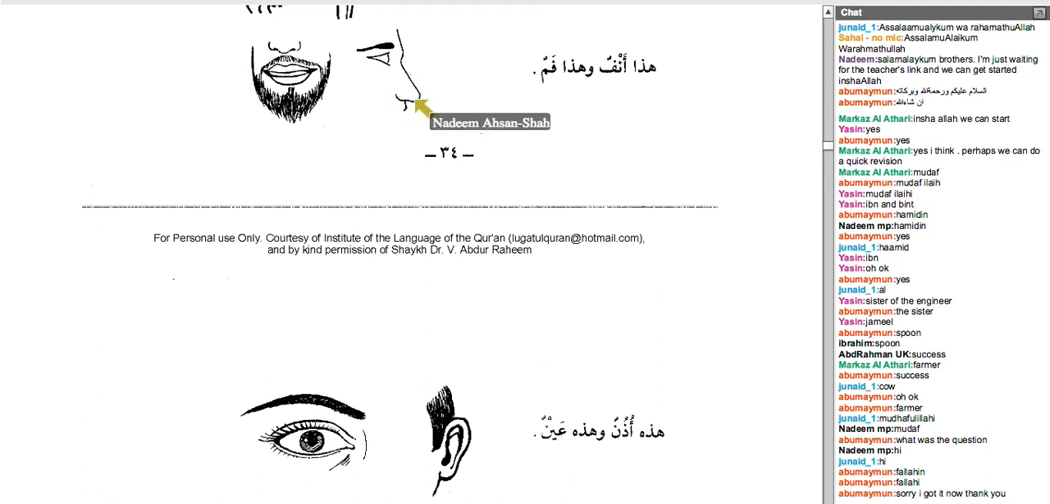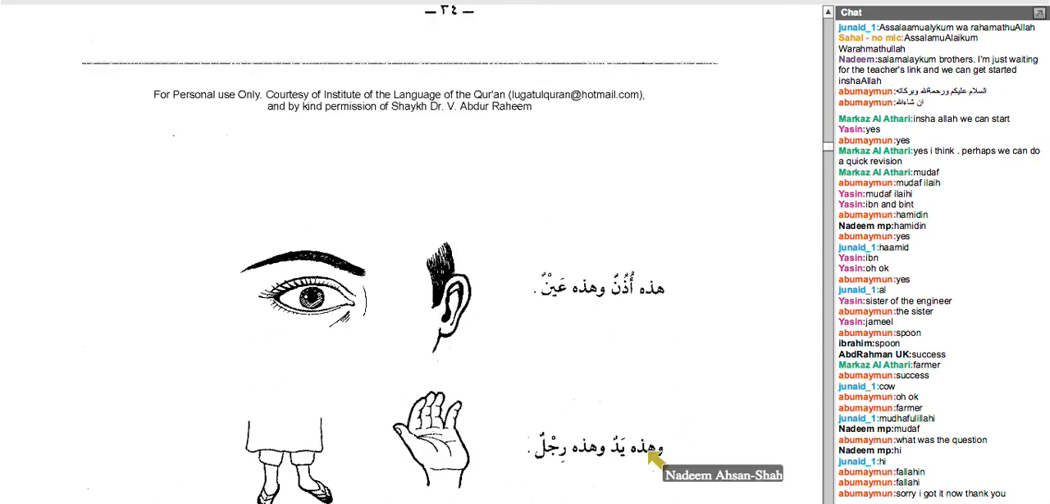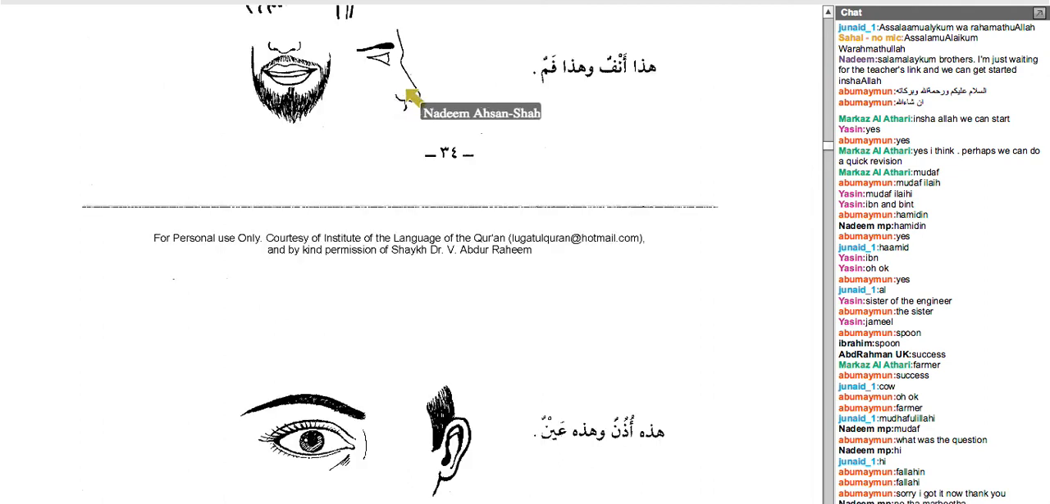أنف وهذا فم. هذه أذن وهذه عين. وهذه يد وهذه رجل. Anyone want to offer the rule? Is there a rule that you can see developing? هذا أنف. Note how we brought that?